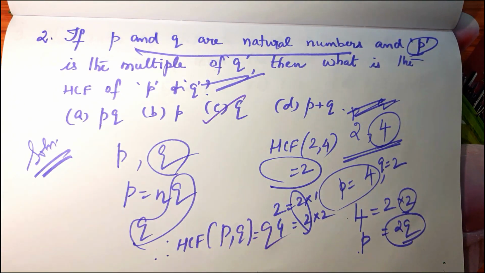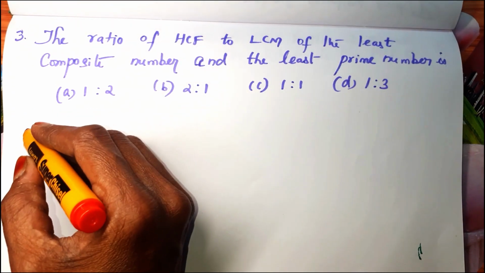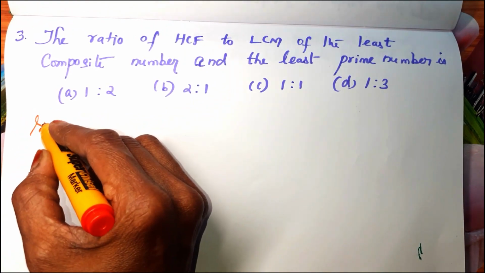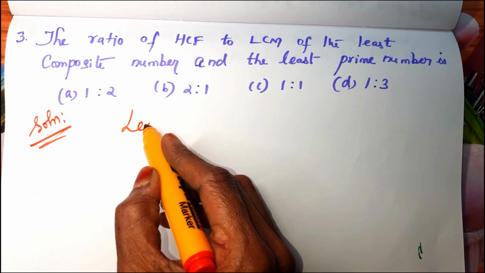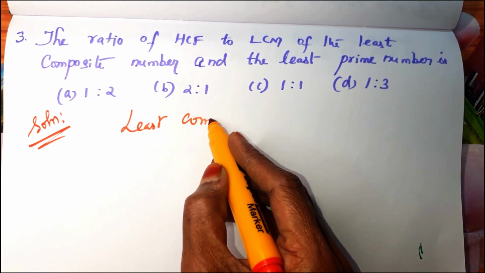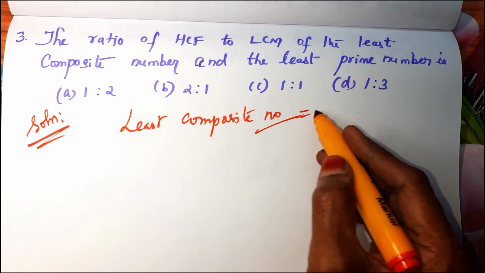Is it clear? The next problem is the ratio of the HCF to LCM of the least composite number and the least prime number is. We have 4 options, no? So first we have to write the least composite number. Which is the least composite number?